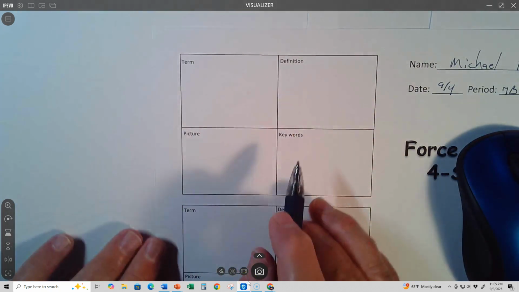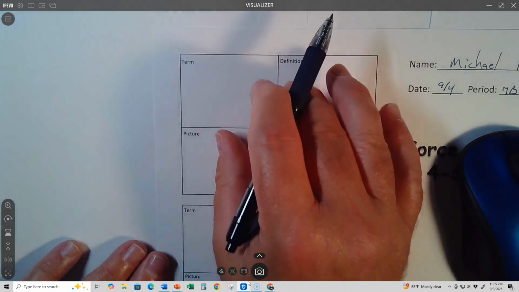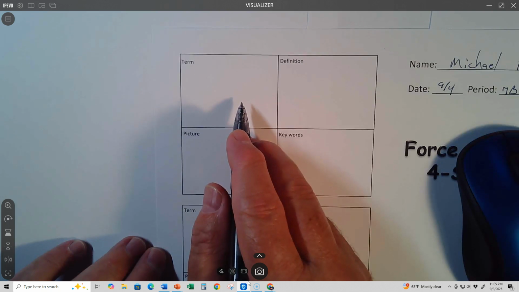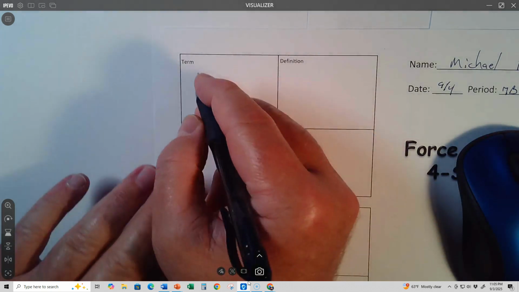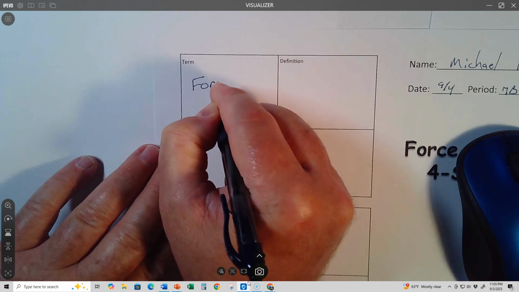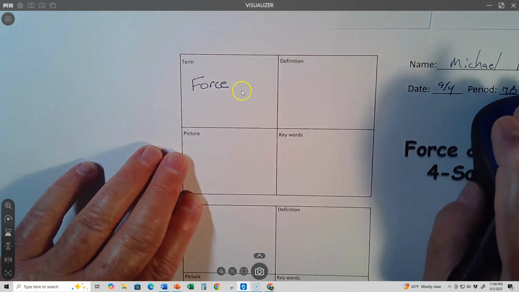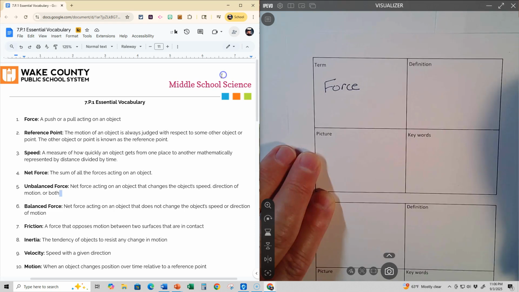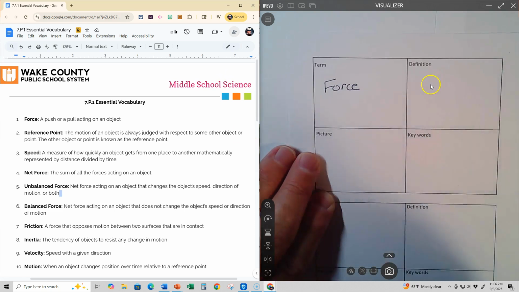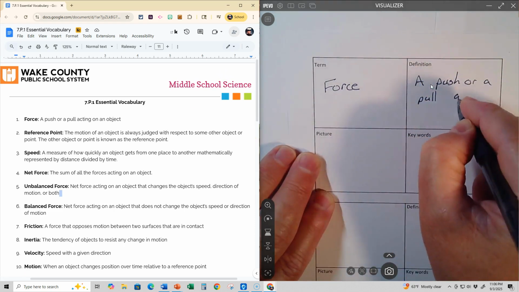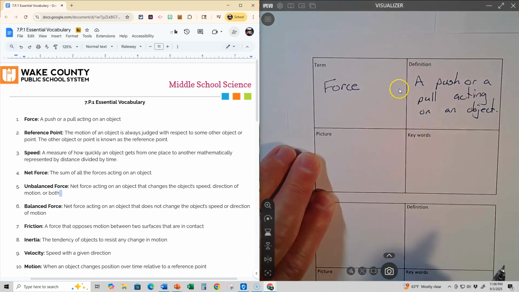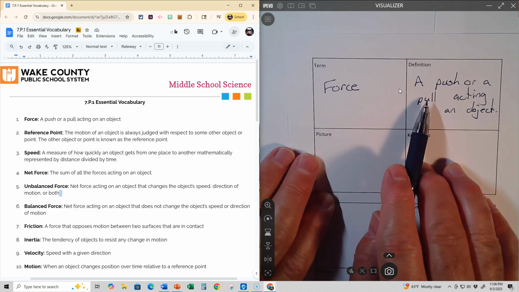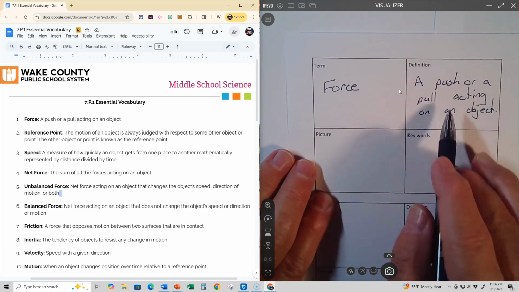On the foursquare, you have one of these for each of the vocabulary terms. So if I'm doing the first one, I'm writing out the term here. And then I'm going to write out the definition next to it. Make sure I'm writing out the entire definition. Don't skip words. Don't just copy.